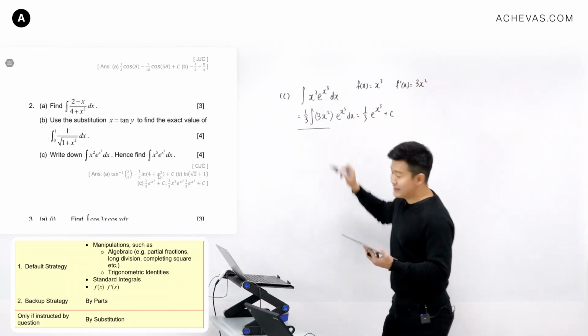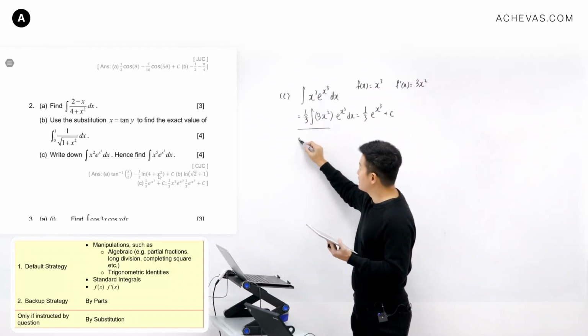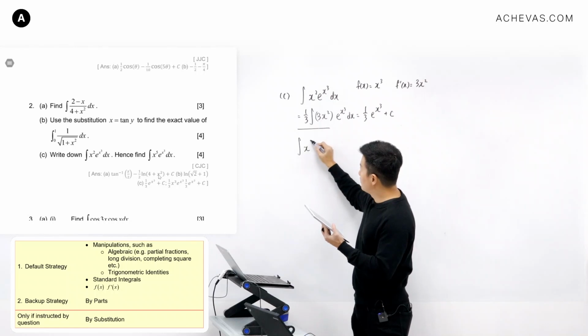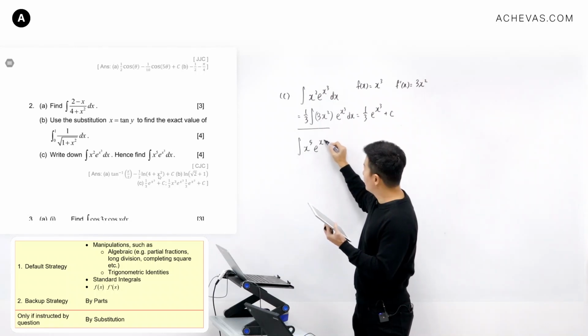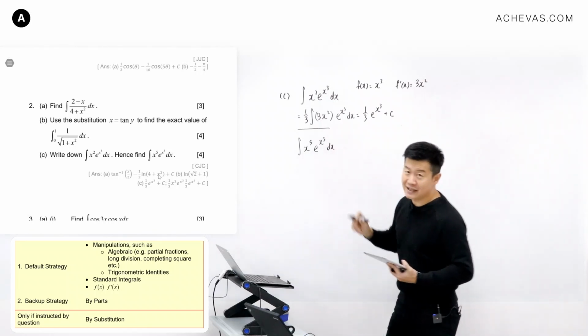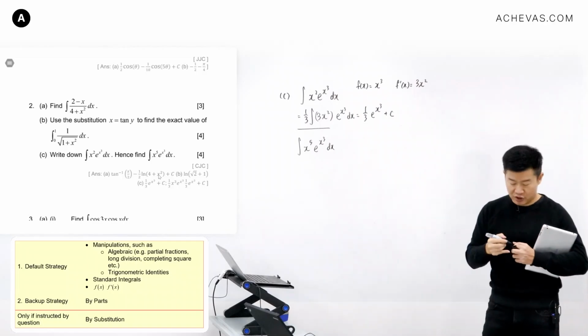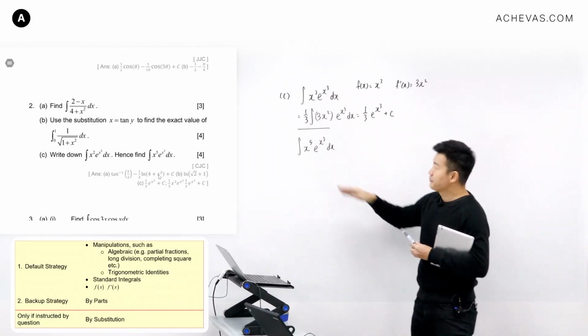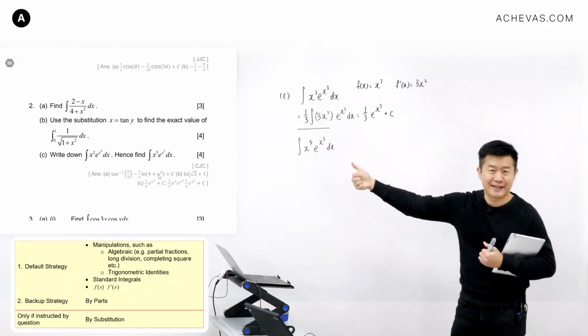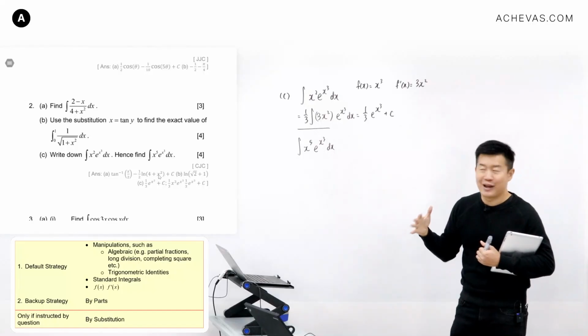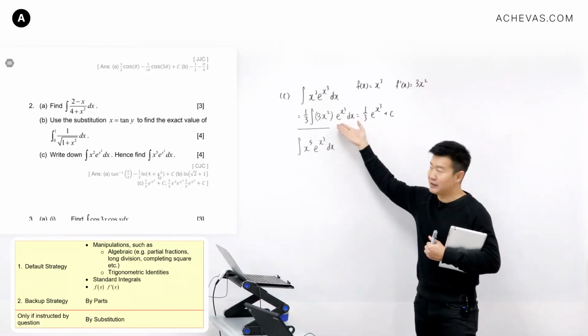So if you were to look at the second part, it says hence we are supposed to integrate x to the power of 5, e to the power of x to the power of 3 dx. And this is the one that we are going to be doing integration by parts. Why? Because number one, the question says hence, so it makes it very obvious that we are supposed to be making use of the previous part.